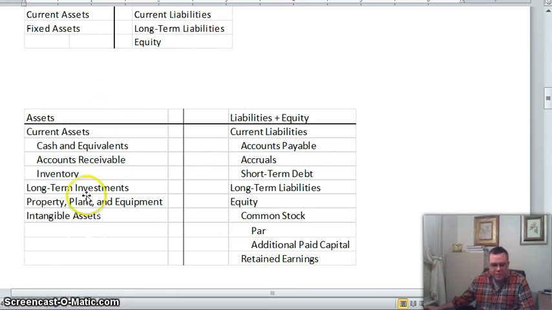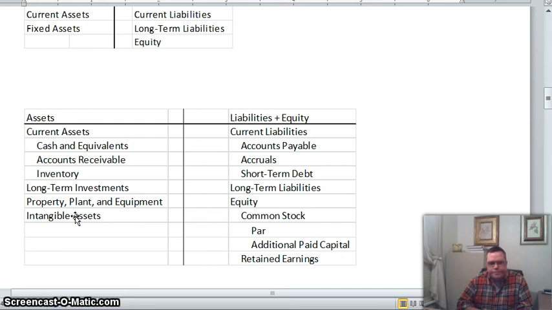Once we get into the fixed assets, there's long-term investments. Anything that you've invested in that's not going to mature within a year, it's long-term. Property, plant, and equipment's all your physical assets, your buildings and stuff, your plant that you use to build your product. And then there's intangible assets. There's lots of different things. To be intangible, it means it's not really an investment per se. It's things like, for Coca-Cola, it would be trademarks and things like that.